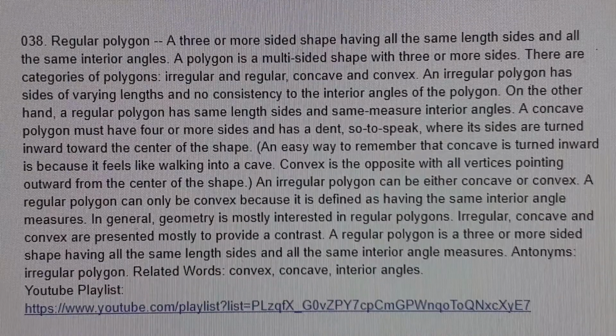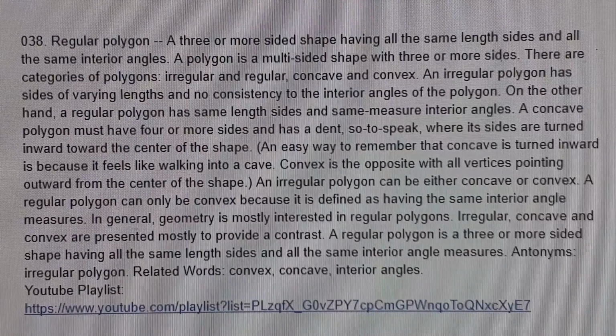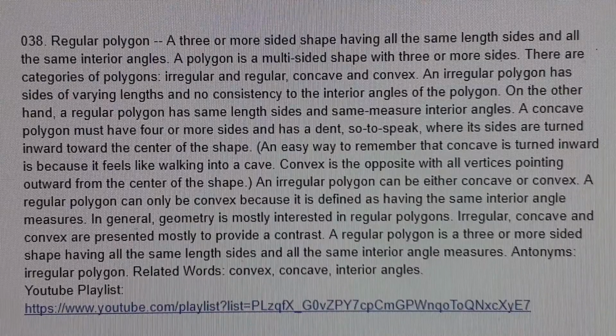Convex is the opposite, with all vertices pointing outward from the center of the shape. (An irregular polygon can be either concave or convex.) A regular polygon can only be convex because it is defined as having the same interior angle measures.